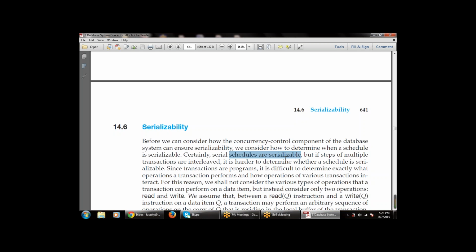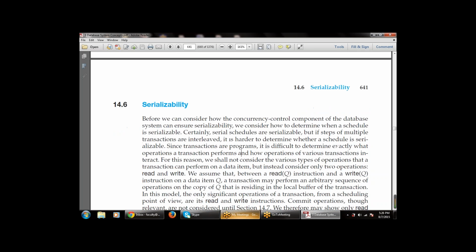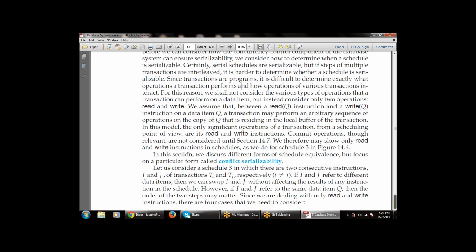Serial schedules are serializable, but if the steps of multiple transactions are interleaved, it is harder to determine whether a schedule is serializable or not. It is very difficult to determine whether the schedule is in a serial order, where one transaction executes, then another, then another. In this section we discuss different forms of schedule equivalence, but focus on a particular form known as conflict serializability.